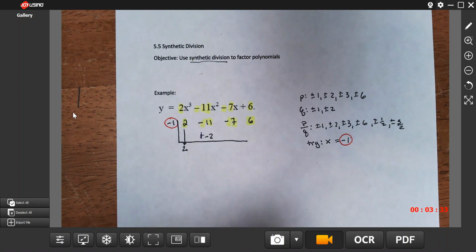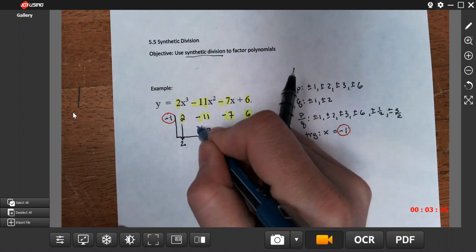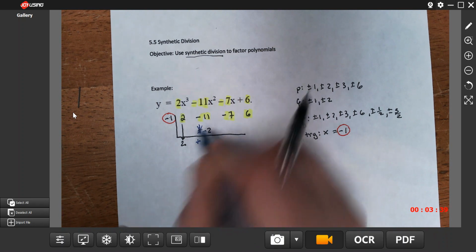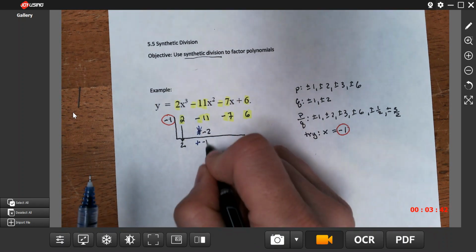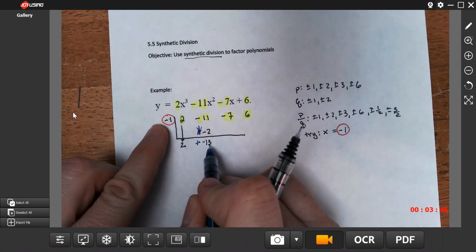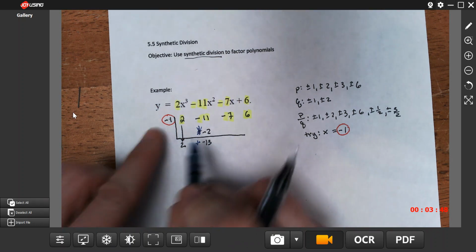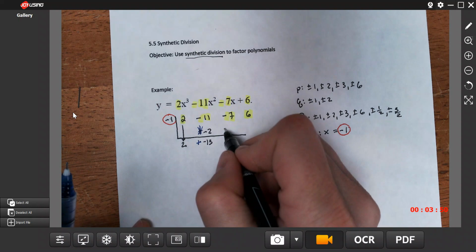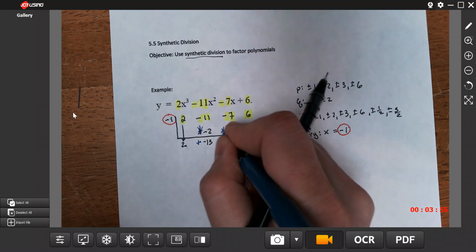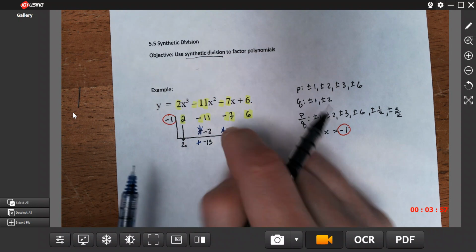I multiplied to get that, and then I add to get this. So -11 plus -2 is -13. And then I multiply again. So I'm multiplying -13 times -1, and that gives me +13, and that goes here. So I multiplied to get that. And then I add to get this.